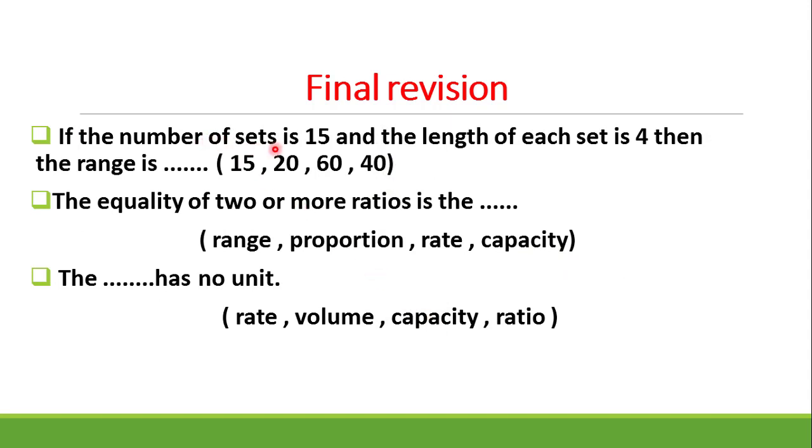If the number of sets is 15 and the length of each set is 4, then the range? Here we have the number of sets and the length of each set. I want to know the range. The range equals the number of sets times the length of each set, which is 60. 15 times 4 equals 60. Because the number of sets means the range over the length of each set.